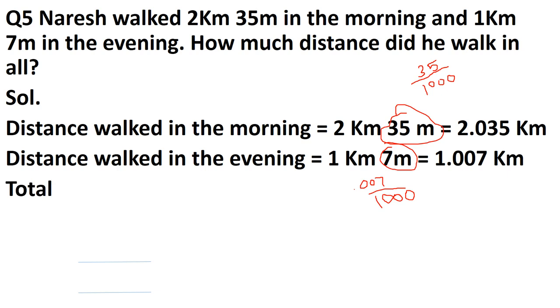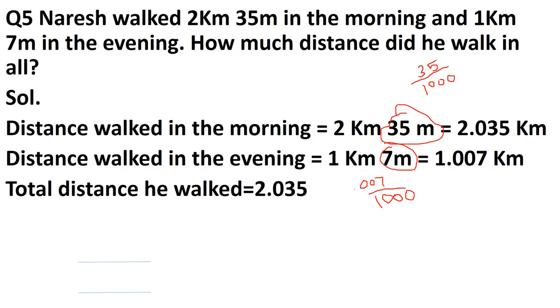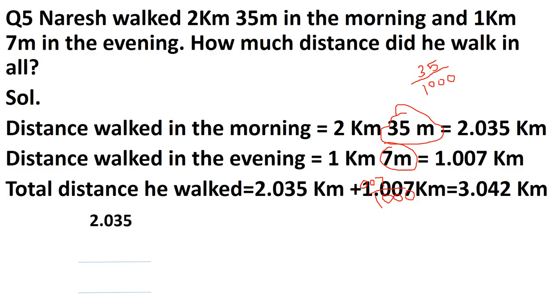Now total distance he walked 2 decimal 035 plus 1 decimal 007 kilometer, which is equal to 3 decimal 042 kilometer. See the addition in rough. Clear? Let's move now.